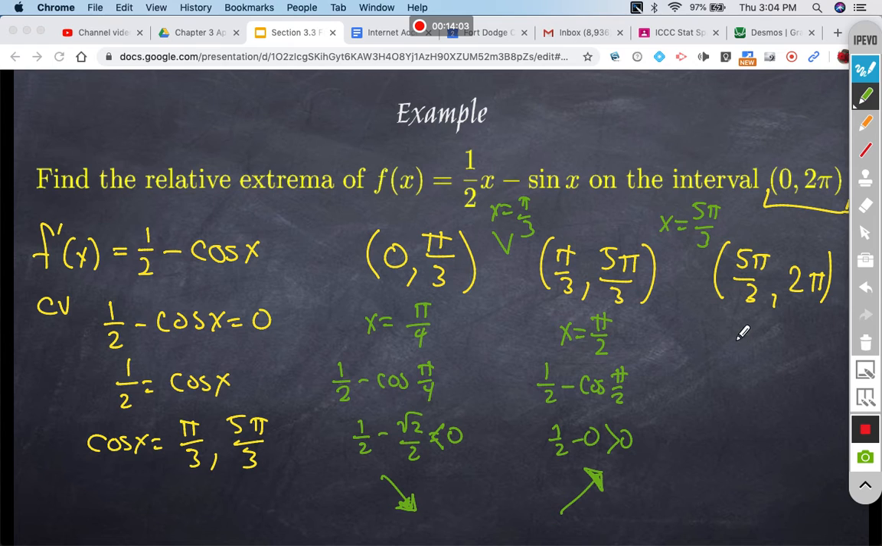5 pi over 3 to 2 pi. Let's pick 7 pi over 4, because again, that's one I know. I don't even have to grab my calculator for it. That's so much nicer. So that's, again, 1/2 minus square root of 2 over 2. So that's going to be less than 0. So this is going down.